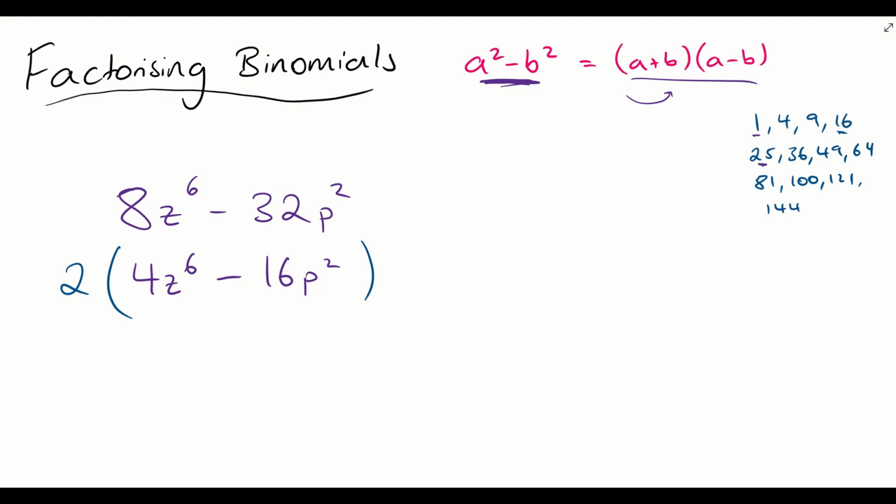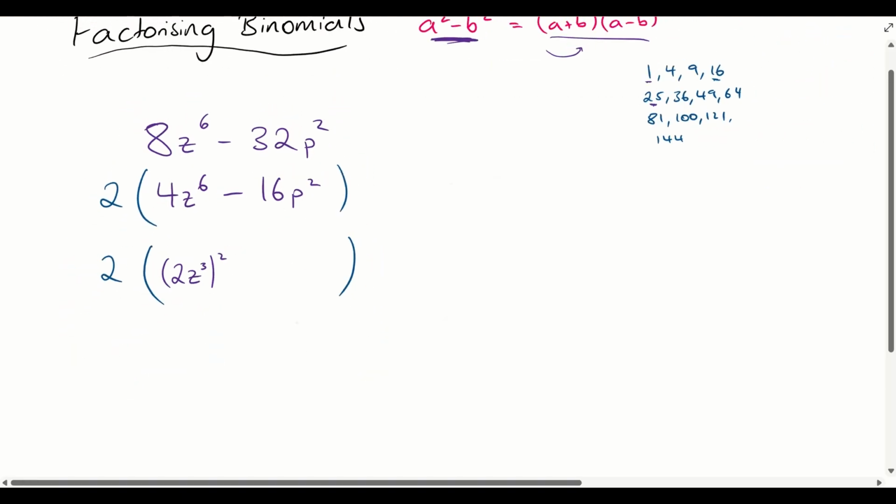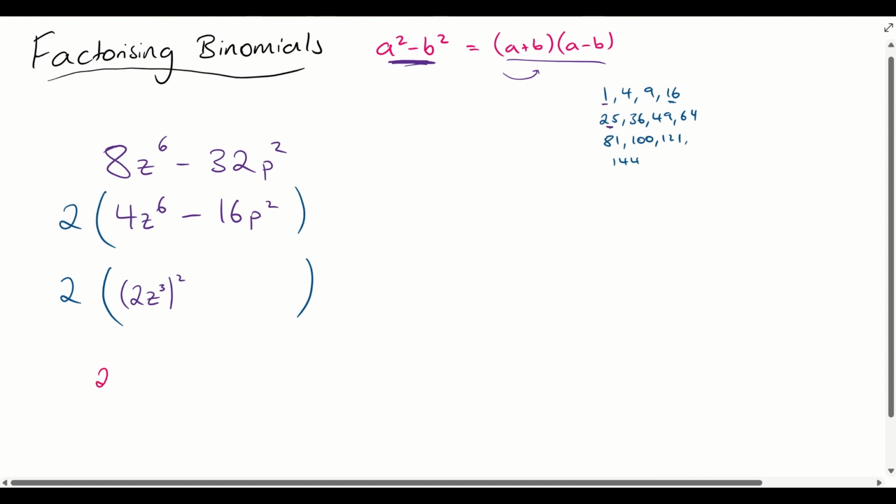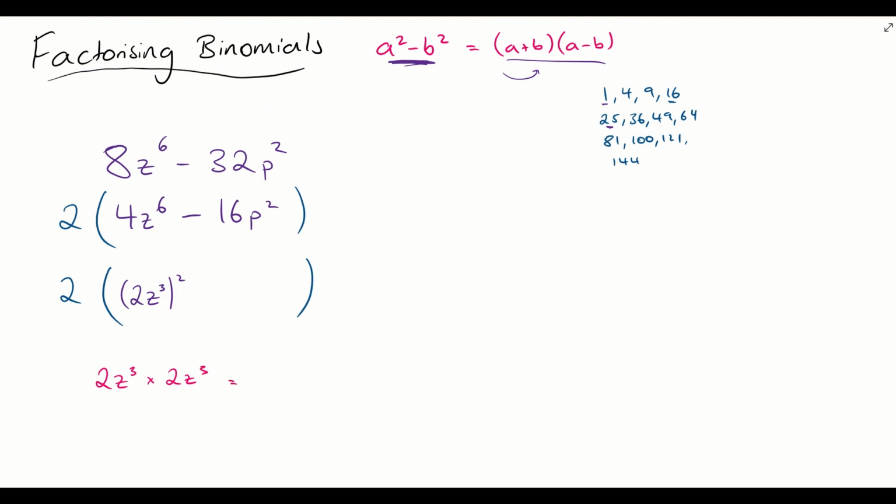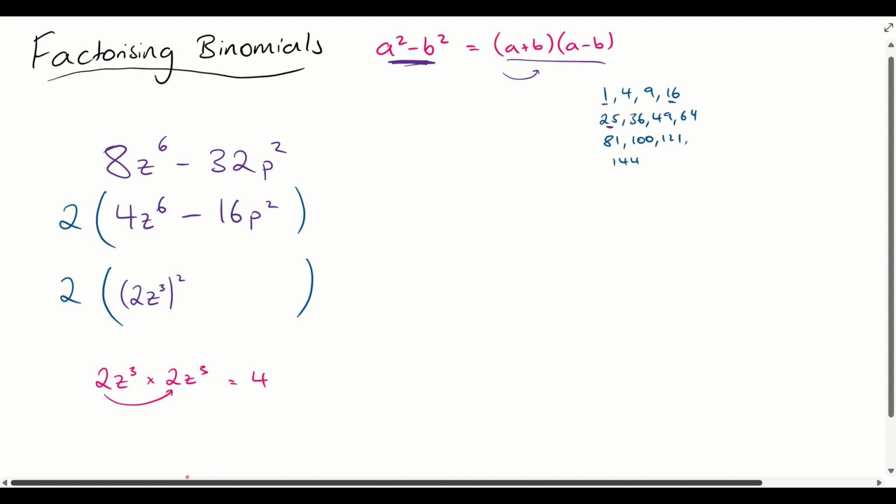Well, I need to rewrite this as something squared minus something squared. So we'll keep our 2 here outside our brackets. And I want to write that 4 as 2 squared, and that z to the power of 6 is going to be z to the power of 3 all squared. So I can write this as 2z cubed all squared. And let's check that that is in fact correct. Because if I did 2z cubed times 2z cubed, I can do the 2 times 2 to give me 4, and then I can do this z cubed times this z cubed. And remember, we add indices to get z to the power of 6.